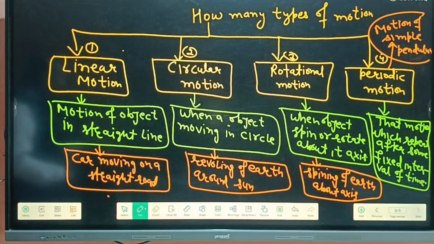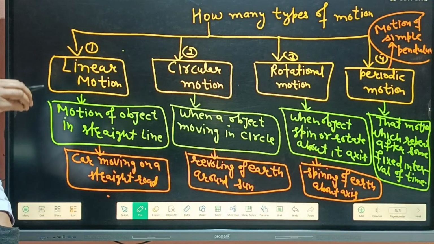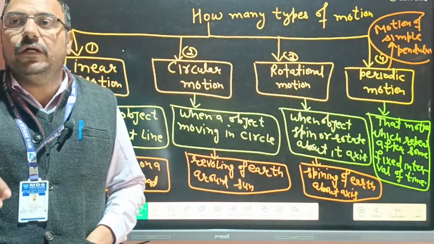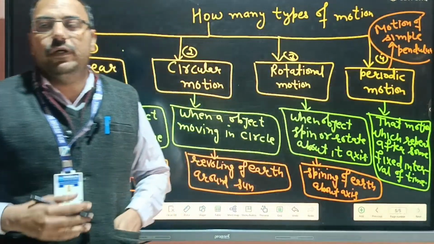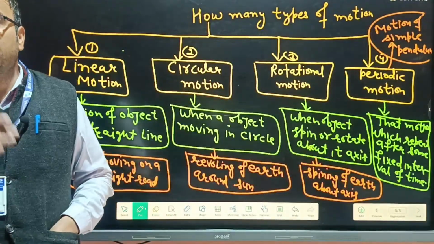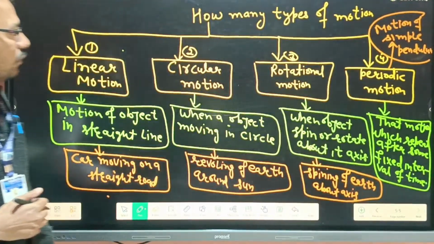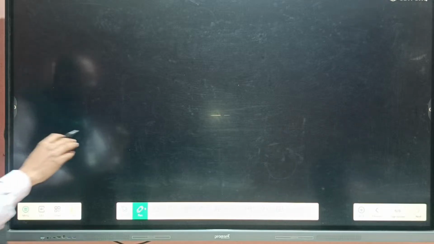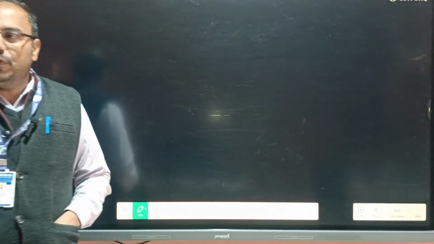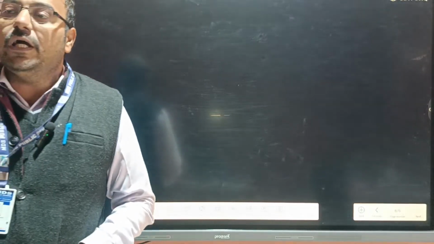So in periodic motion, the motion repeats after some fixed interval of time. That type of motion is known as to and fro motion, or back and forth motion. Okay, so here we already know what motion and rest are, and how many types of motion there are.